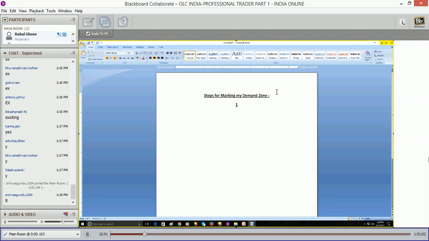Step number one says that I look left and down, starting from my current market price, till I find a huge explosive move. This explosive move becomes my leg out.